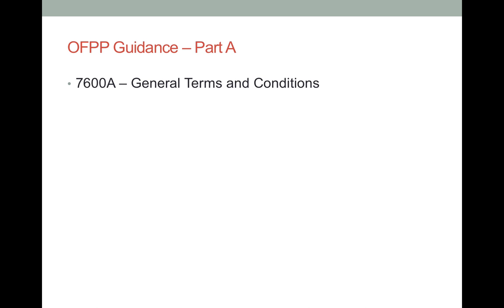Now I'm going to talk about completing the forms. Since the 7600 forms from Treasury are the most complete, and all agency forms tend to require less information than the 7600, I'm going to talk to questions that commonly cause confusion on that form. The 7600 is divided into two forms. The Part A is the general terms and conditions, and the Part B is the actual funding document.